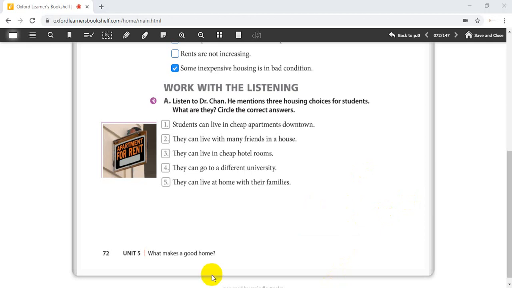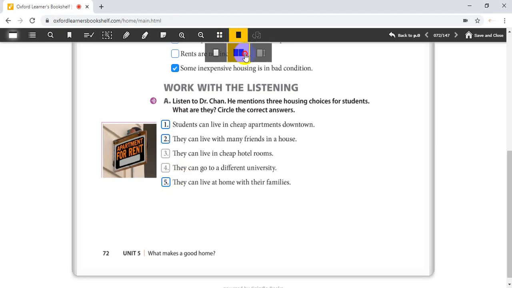Okay, so he mentioned three choices, and number one was students can live in cheap apartments downtown. Number two, they can live with many friends in a house. And the last option was they can live at home with their families.